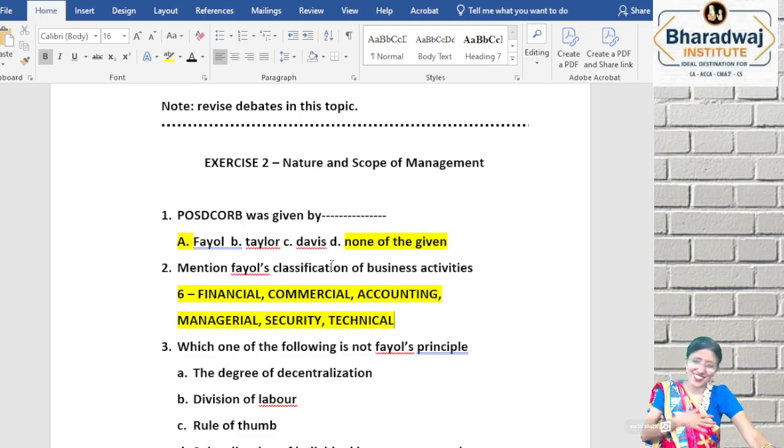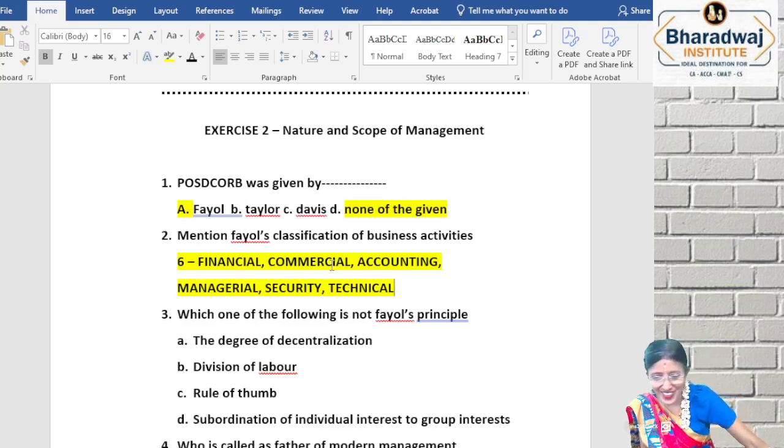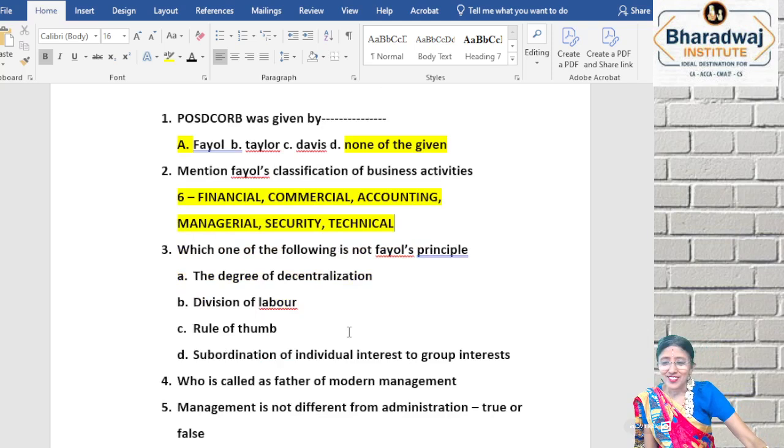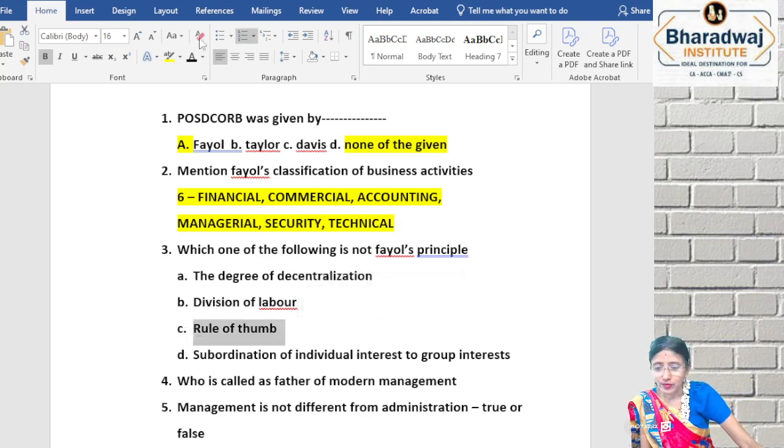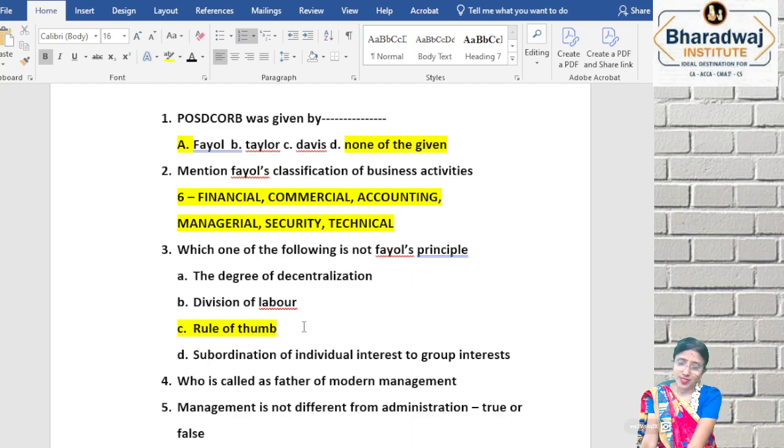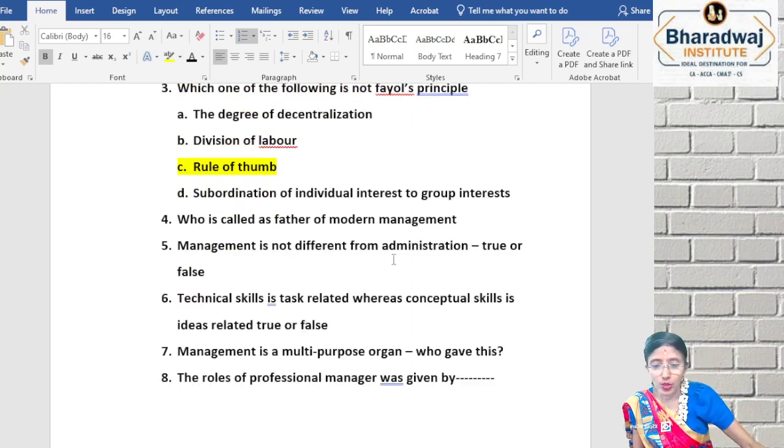Find out this one. This is an easy question. C, rule of thumb. Whose principle is this? Rule of thumb, Taylor. Who's called the father of modern management?